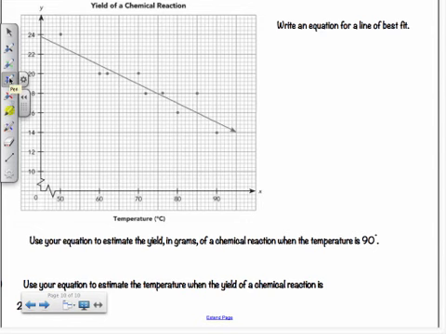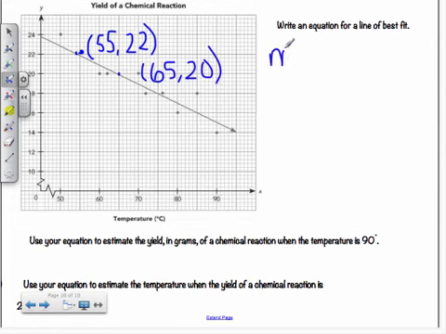So I'm going to choose 2 points on my graph. The first point I'm going to choose is this point right here. It's clear that the point is at 55 degrees Celsius and 22 grams. So this coordinate right here would be (55, 22). And then I would do the same thing for my other coordinate right here, and this coordinate appears to be (65, 20).